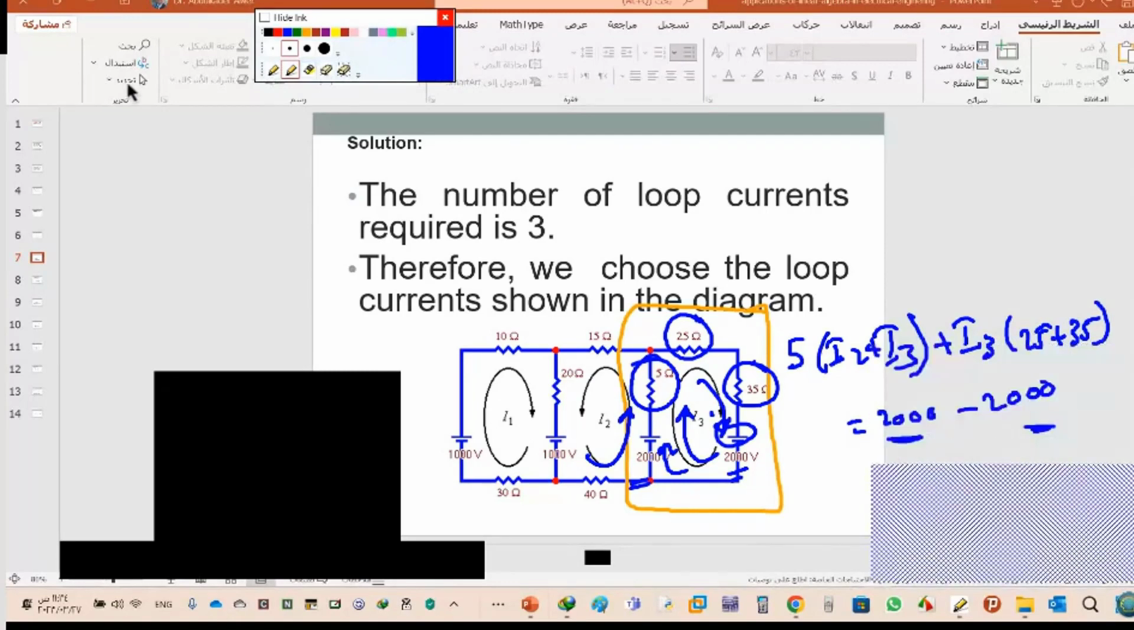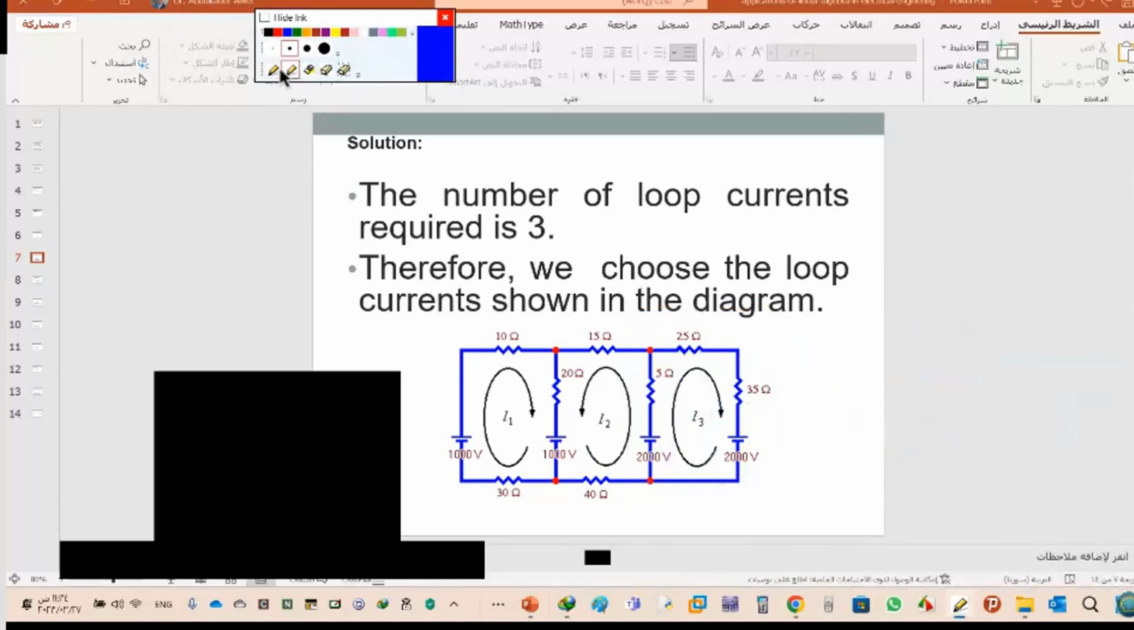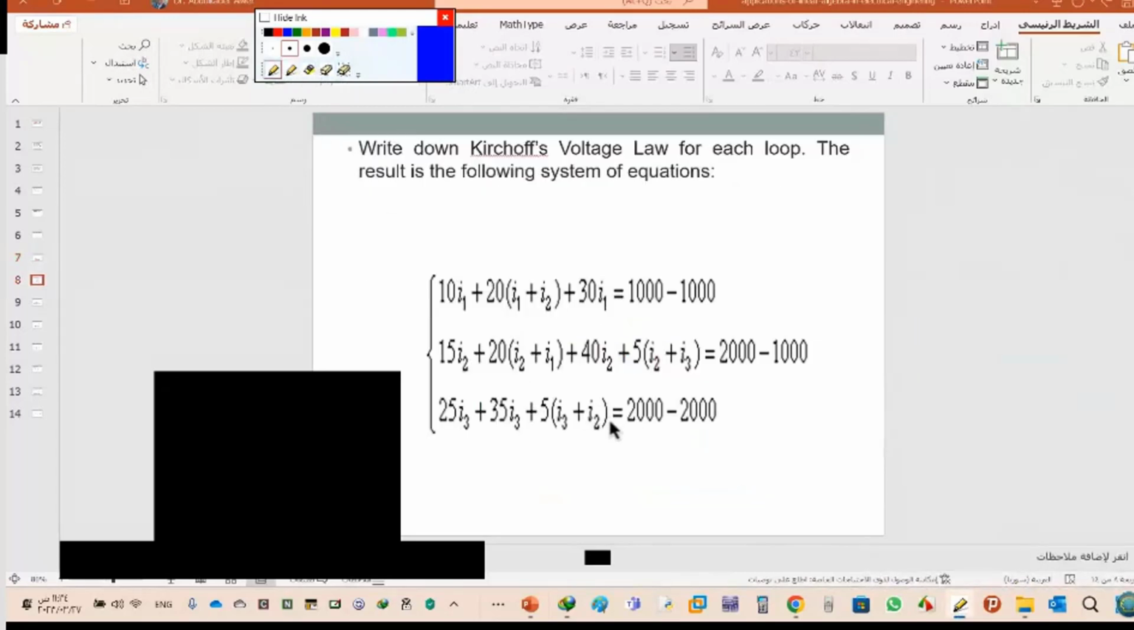Yeah. Now let's see the right side here, 2000 minus 2000. After that, I will refine the formulas. So I have 10 here, 20. So this is equal to 10 with 20, so it's 30 I1. No more. 10, 20, 30, 60. 60 I1 plus 20 I2 equal plus 0, equal 0.